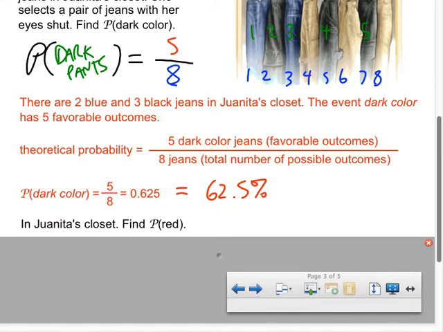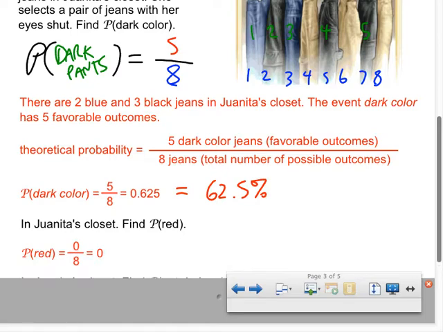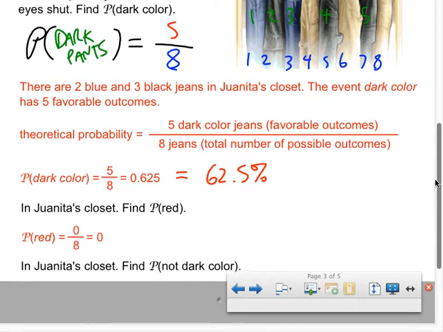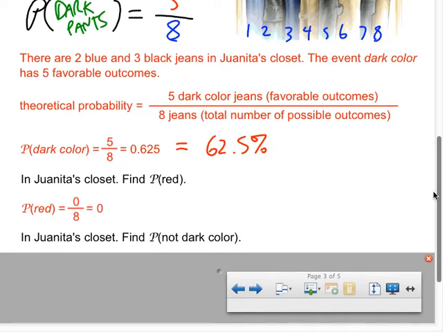Now, what's the probability she's going to pick a red pair of pants? 0. Right, because she has no red pair of pants. So in that case, the probability is 0, 0%. Now, what's the probability of her picking not a dark color?